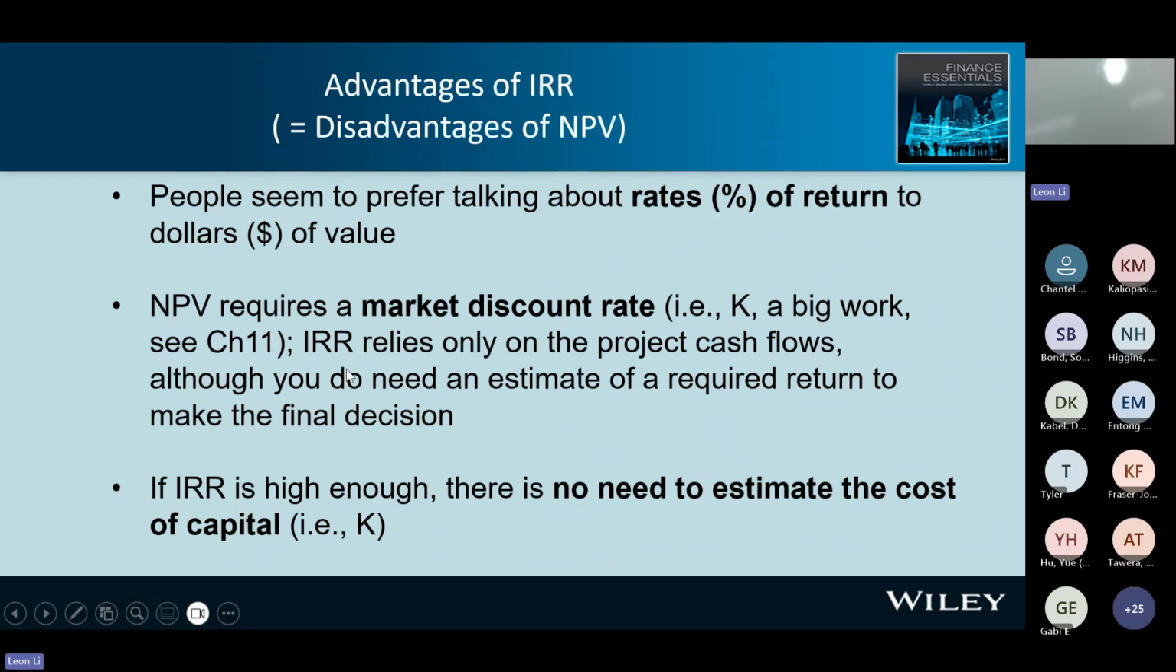On the other hand, IRR relies only on the project cash flow, although you do need an estimate of required return to make a final decision. However, if the IRR is high enough, for example, your IRR, the internal rate of the project, is 20%, the manager will know 20% is very high. That means we can take the project directly. Then we don't need to estimate the cost of capital. So this is the advantage of IRR.